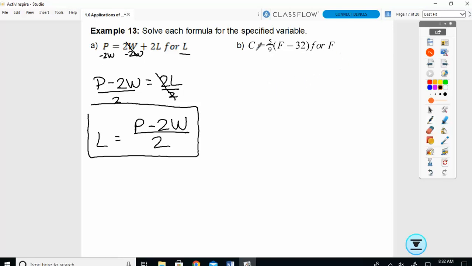Are we fighting for Celsius right now? Yes, this is a conversion between Celsius and Fahrenheit. So if I wanted to find F, how would I get rid of my 5/9? Multiply by 9/5. And then what would you do? Add 32.